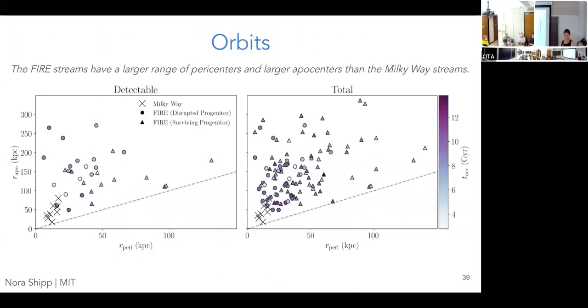There are some circles that are pretty far out, but here you can see they're mostly triangles at the largest pericenters. There are some preliminary resolution studies in FIRE, not with this stream specifically, that suggest that they're not being numerically disrupted, but that's definitely something I want to look into in more detail.